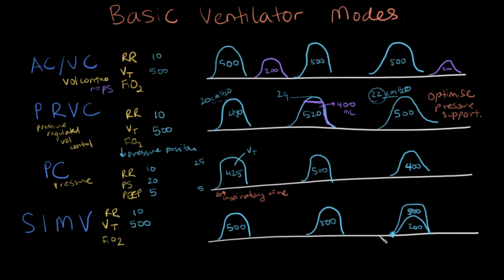The ventilator gives them the 500. But if they were to trigger a breath, let's say here, before that respirate of 10 were to occur, then they'll get whatever they can do. That's the 200 there. So basically, we give them a minimum ventilation, but the patient can breathe on top of it.